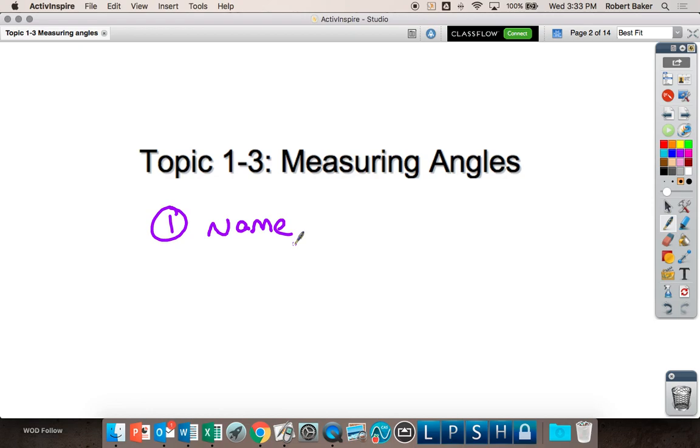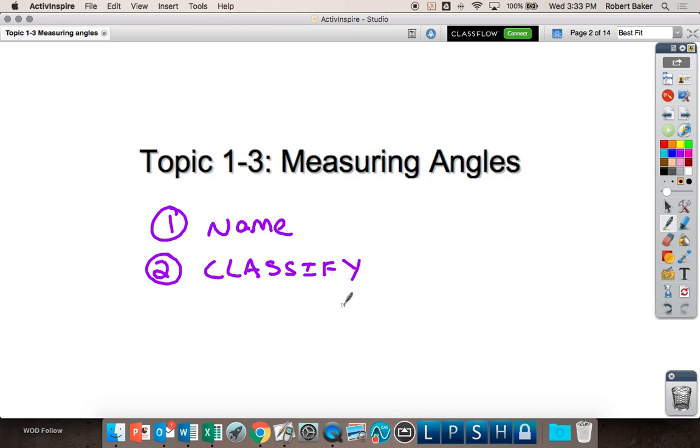What you guys just did was step number two: classify. What did you say? You said 90, that'd be a right angle. So that is classification of an angle.